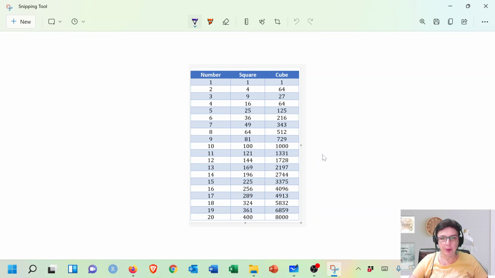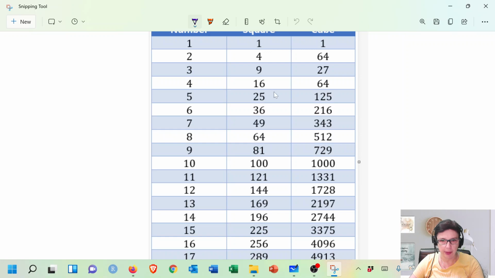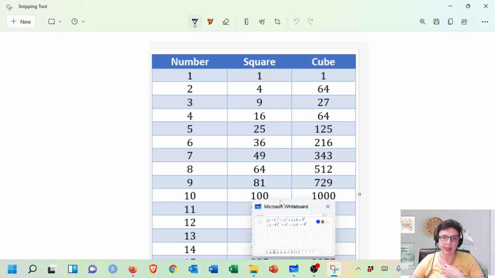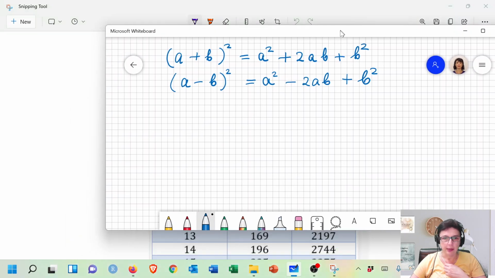And I want you to be aware that when a problem has one of these things that are in the table, something like 25 or 64, that is a perfect square. So it's a square of some number. So for example, 36 is the square of 6. Why? Because 6 times 6 is 36. So when you have something like that, how do you then factor? These are special formulas that are in front of you.